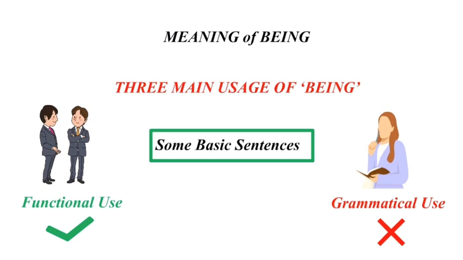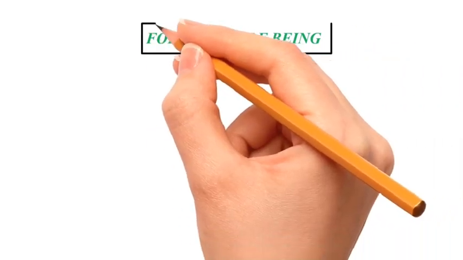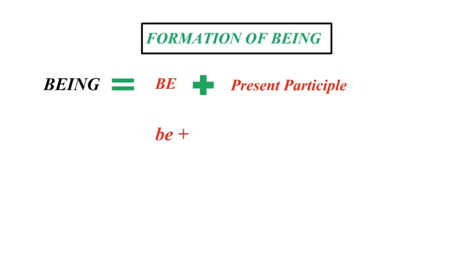Easy? Let's get started. But before that, first you need to understand one fact about being. That is the formation of being. So being is actually the present participle form of be. Okay? So when I say being, that means be plus ing, so it makes it being. Be expresses a state or a condition.